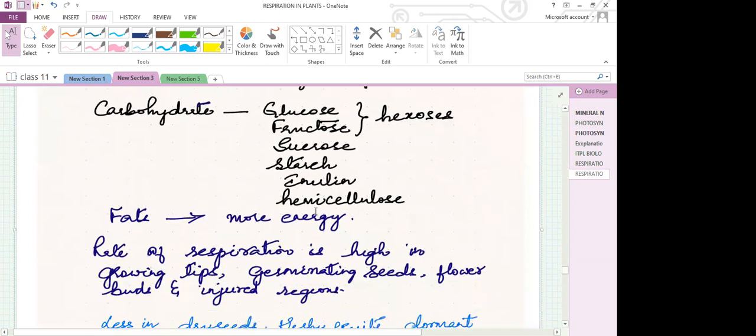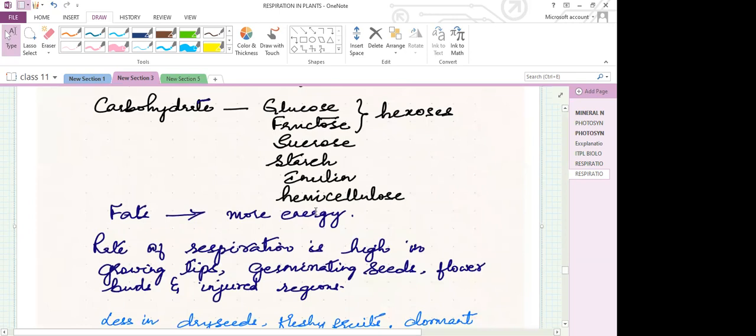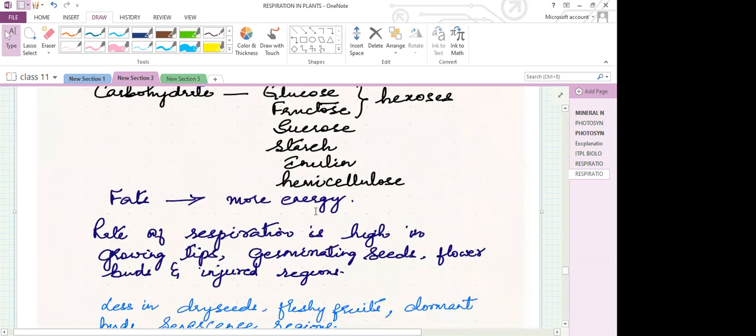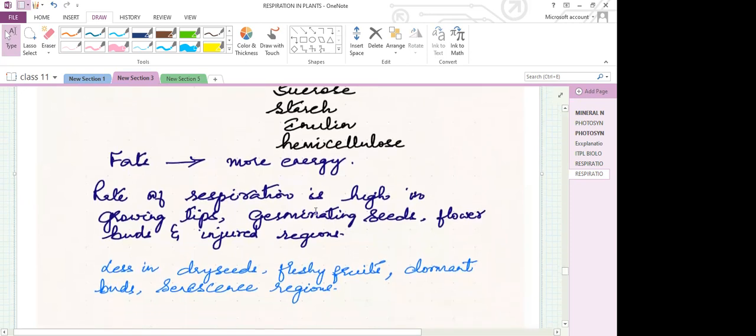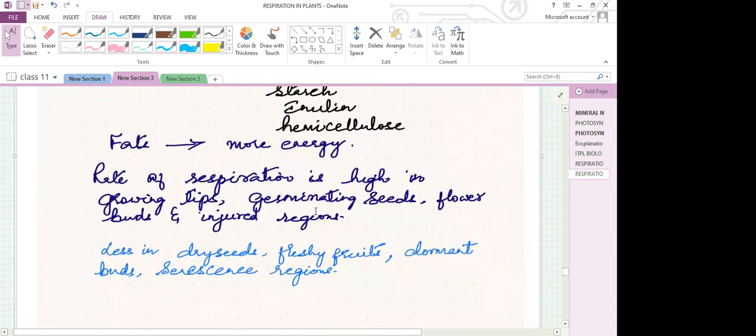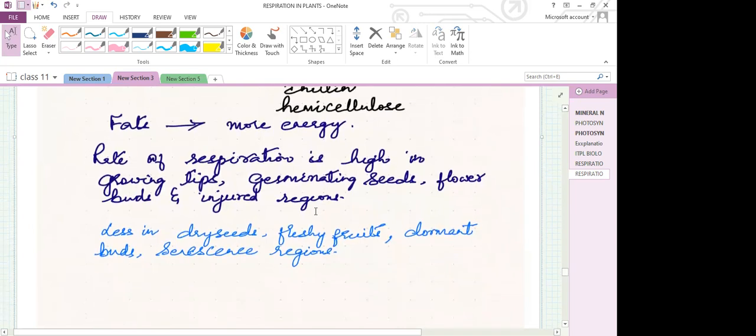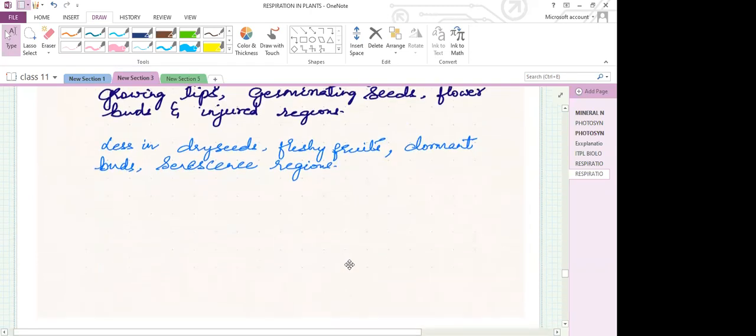Fat carries the most energy, so we say high calorie. The rate of respiration is high in seeds and flower buds in the growing region with respect to plants. With respect to animals, babies and infants will have a higher rate of respiration because the metabolic rate is high, the demand for oxygen is high, and the energy need is high.